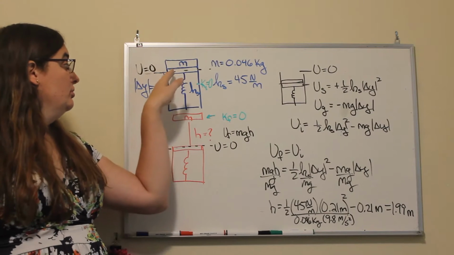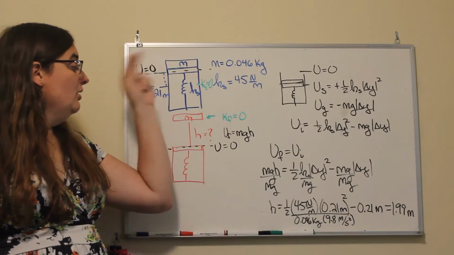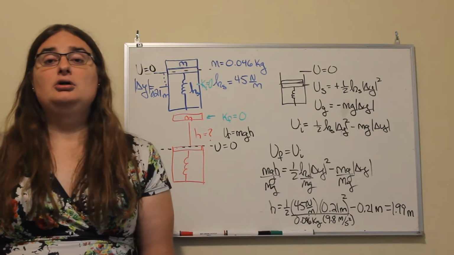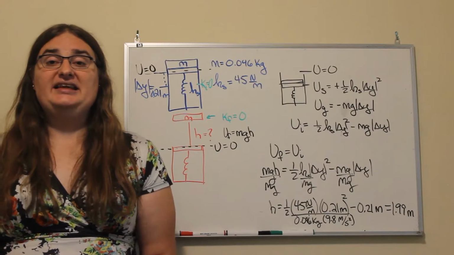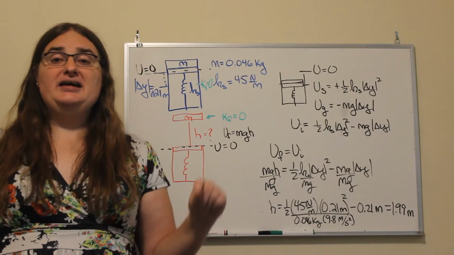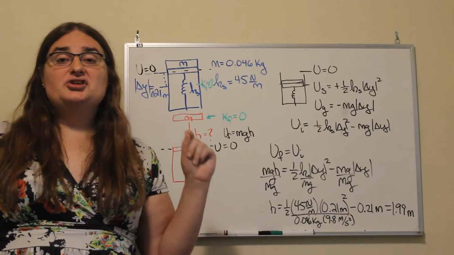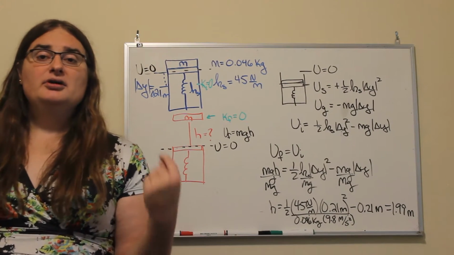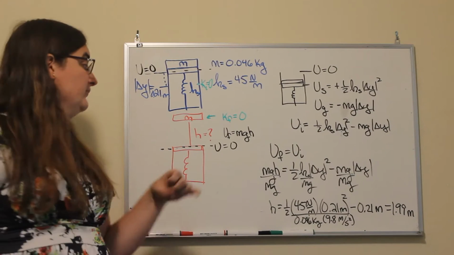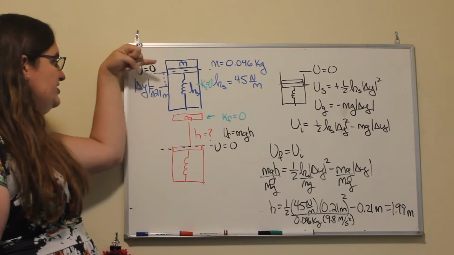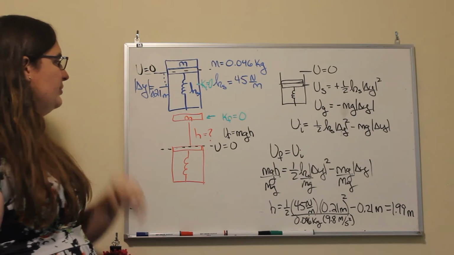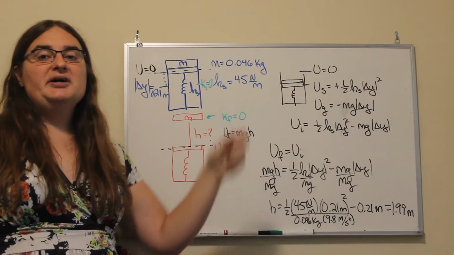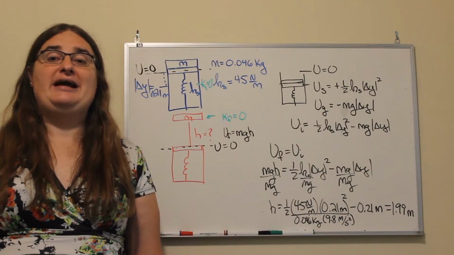Now, it's all about, in this problem, choosing a good place to call zero potential energy. That's the key. My recommendation, anytime you have a spring, is to choose the uncompressed location of the spring to be zero potential energy. So if this is zero potential energy, as I compress the spring, I increase potential energy in the spring, but decrease the potential energy due to gravity.